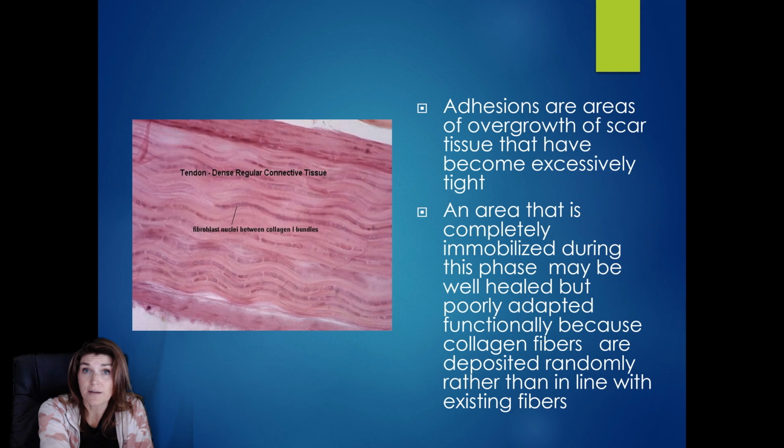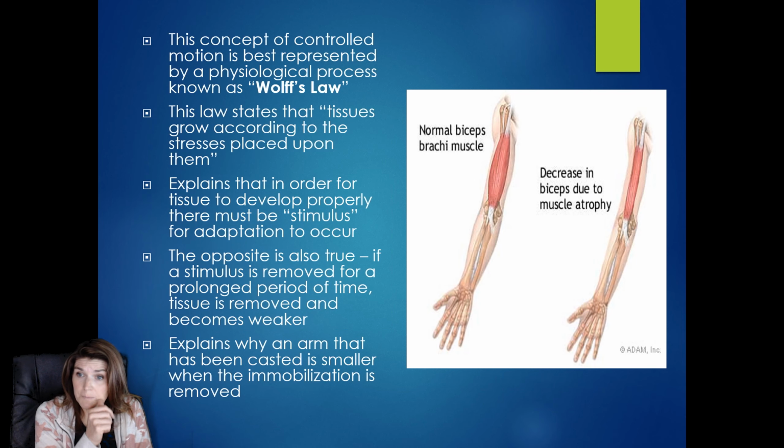So again, this stage lasts up to 1 year, and this is a good time to bring in Wolff's Law again. So here in this picture, you can see a normal biceps brachii muscle, and let's say this person broke their humerus and were then put in a cast for a set amount of time. They're not using that bone and subsequently that muscle, and so the muscle will atrophy. So remember, Wolff's Law states tissues grow according to the stresses placed upon them. Well, we didn't have any stress for this one, so it atrophied.